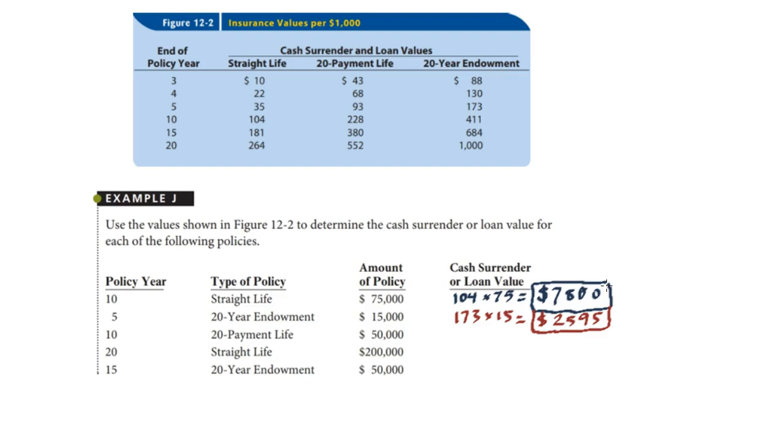Now we're dealing with a 20 payment life. A 20 payment life is the middle column. This is the last example we're going to go over. You can try the last 2 on your own. So we have a 20 payment life, that's the middle column, and we're at 10 years. 10 years into the policy, and we would be able to get $228 per 1,000.